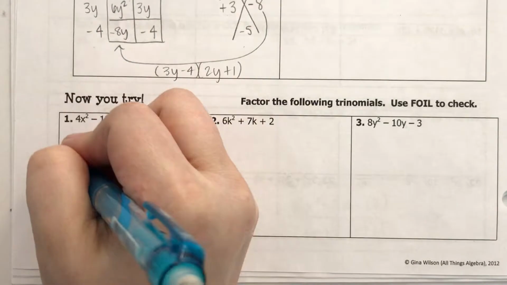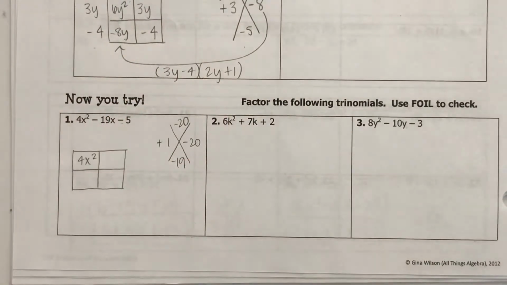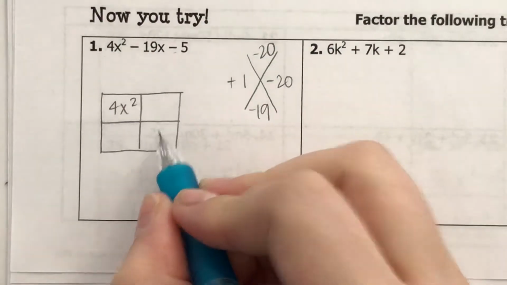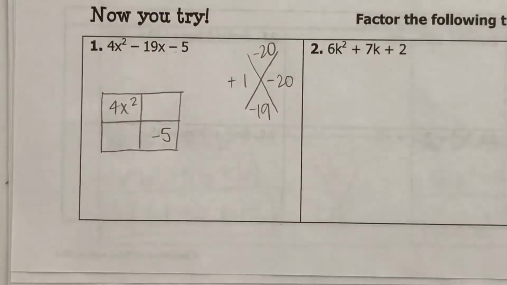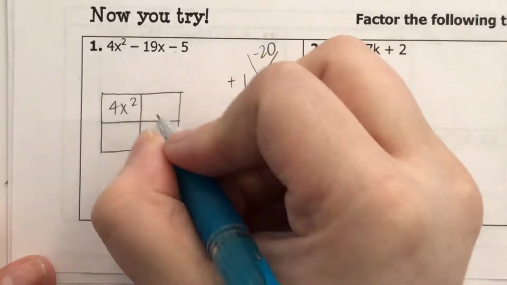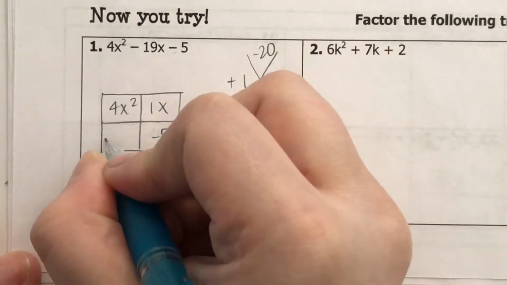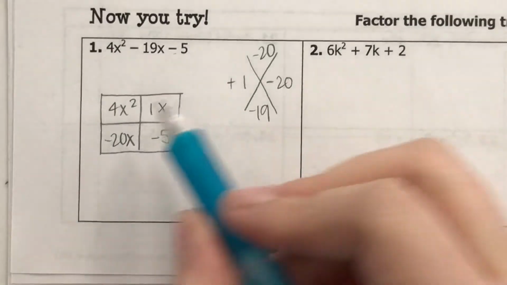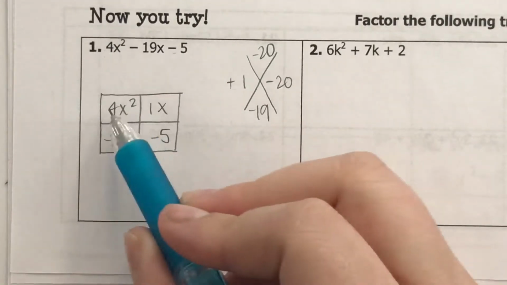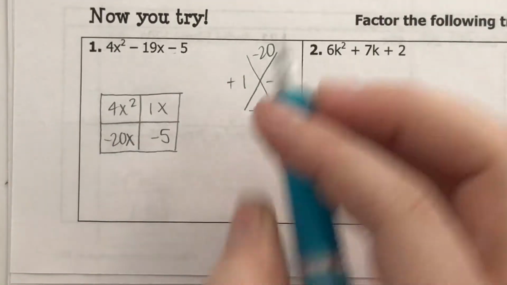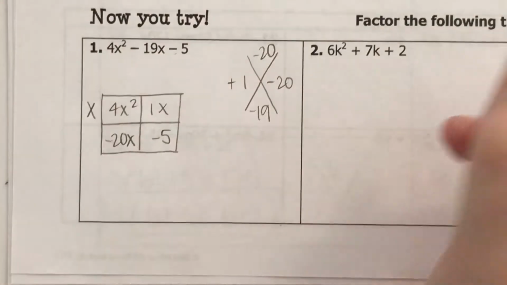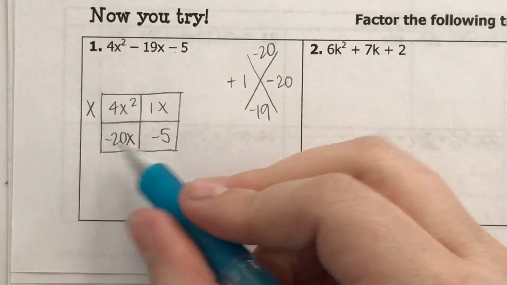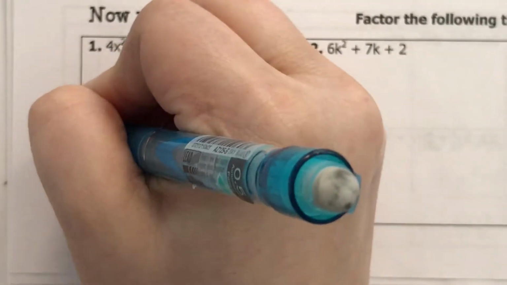Okay, so our first term goes here. Let me zoom in a little bit so you can actually see. Our last term goes here. We're going to have a positive 1x and a negative 20x. This one's easy. What do these two have in common? Just 1x, right? Okay, what do these two have in common? Hopefully you thought negative 5.